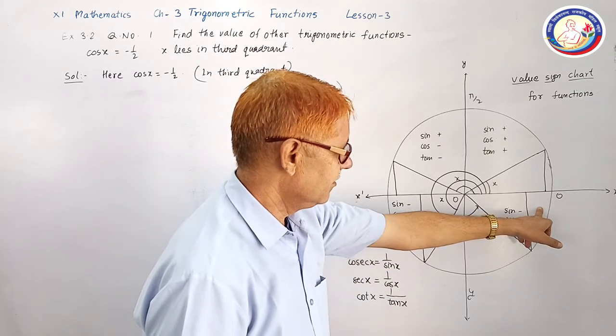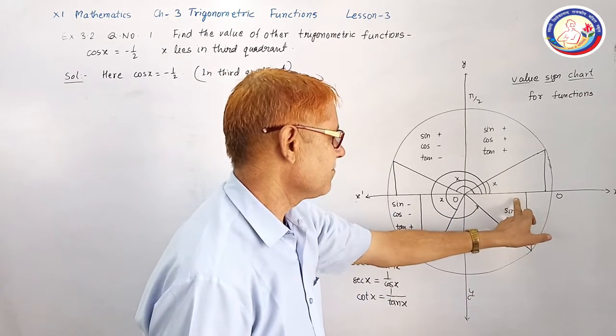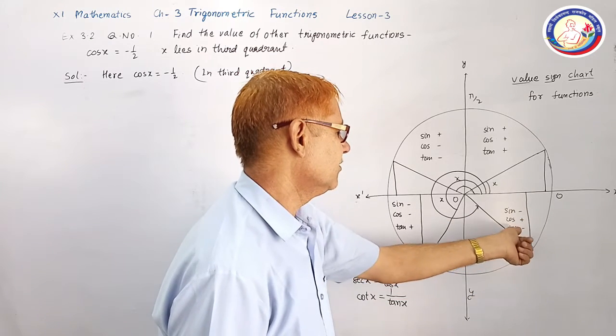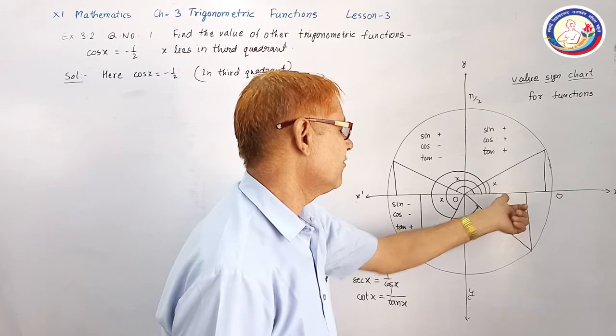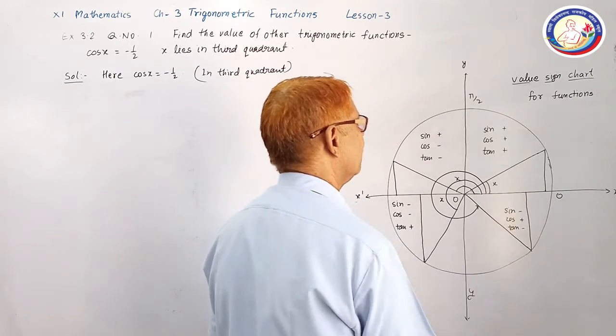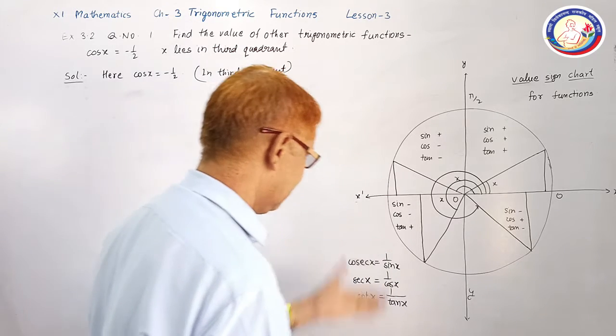Similar reasoning can be given for sine, cosine and tangent in the fourth quadrant, or for the values of negative angles less than pi by 2. So let us proceed.